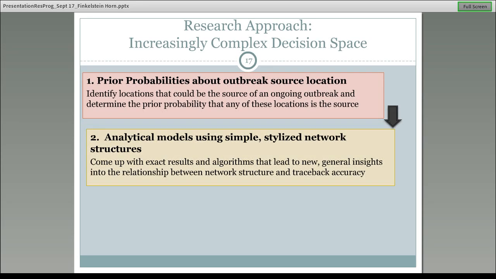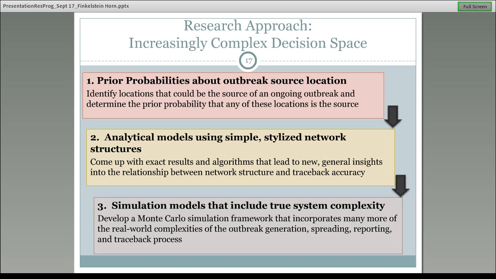Then our next step is to start incorporating information about the network structure and develop analytical models that look at stylized network structures, kind of like the one we showed just a couple slides back, and to use these stylized models to come up with exact results and algorithms that will lead to new insights into the relationship between the structure of the network for different types of foods and the possible traceback accuracy. And then after we've developed that intuition, we're developing simulation models that can include a lot more of the true system complexity. So we'll talk about all these three steps in a little bit more detail now.